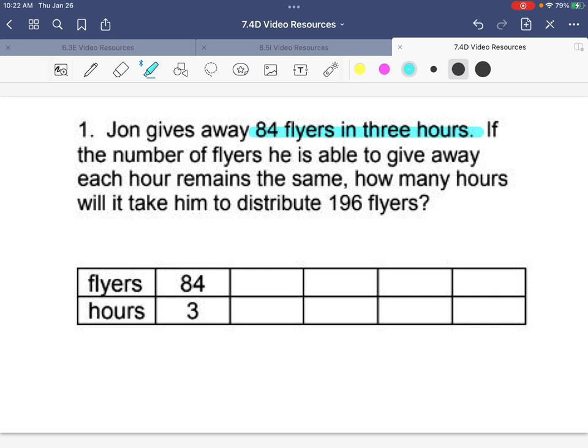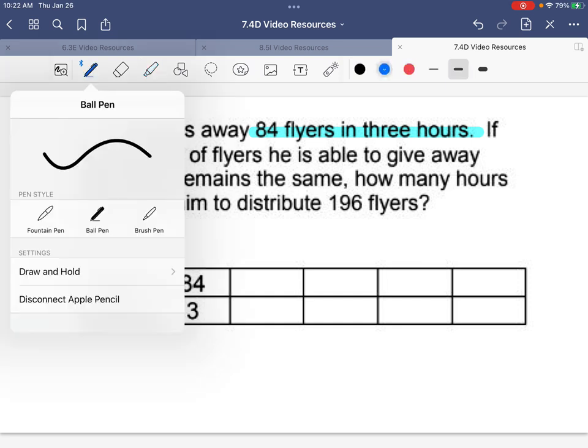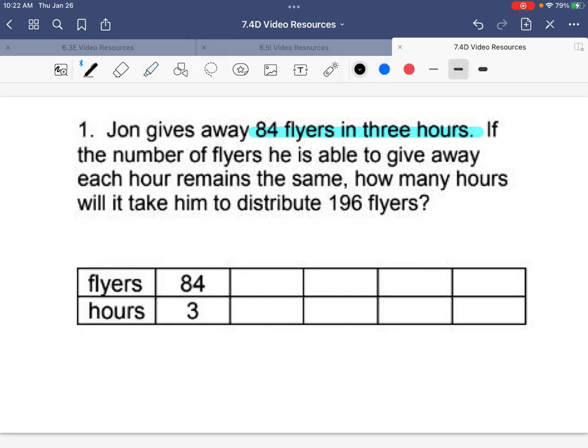out. And then they tell us that the number of flyers that he's able to give away every hour remains the same. So it has that constant rate of change. And we want to know how many hours it will take him to distribute 196 flyers. So they have been kind enough to already make our table for us and show us that we're comparing flyers and hours. But we want to know how many hours, so I'm going to highlight this, it's going to take to do 196 flyers.